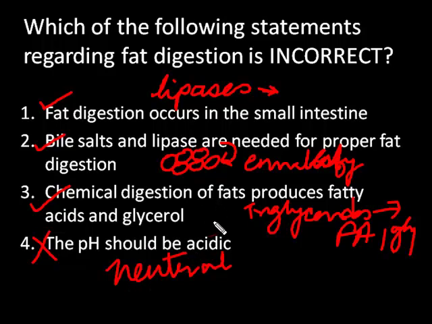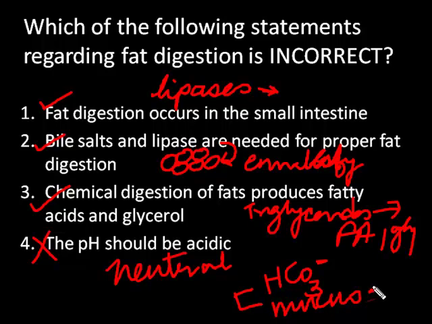In fact, when the acidic chyme comes into the small intestine, the pancreas produces a bicarbonate-rich pancreatic juice. The bicarbonate buffers the acid and neutralizes it, as also the intestinal cells produce mucus in order to neutralize the acid and raise the pH, making it closer to neutral. So the pH should not be acidic. Instead, it should be neutral. So this is the incorrect statement, and hence the answer to this question.